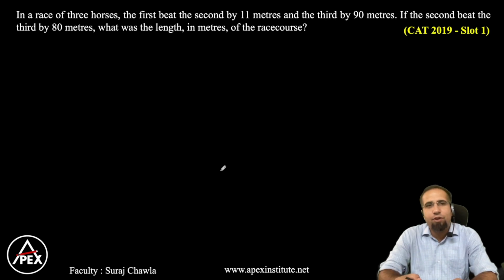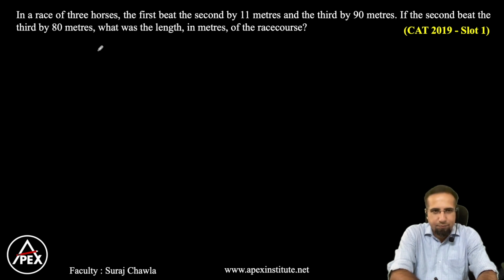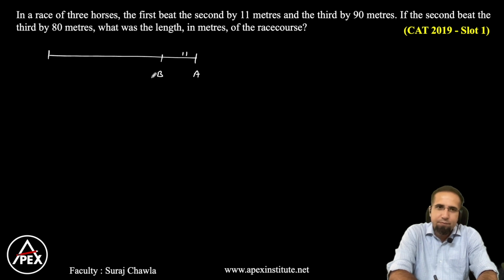Now in a race of 3 horses, the first beats second by 11 meters and third by 90 meters. So let's understand. The first beats second. Let's say A is the first guy. He beats second by 11 meters and he beats third by 90 meters. So third by 90. So this part becomes 79. But I'm not bothered about that.